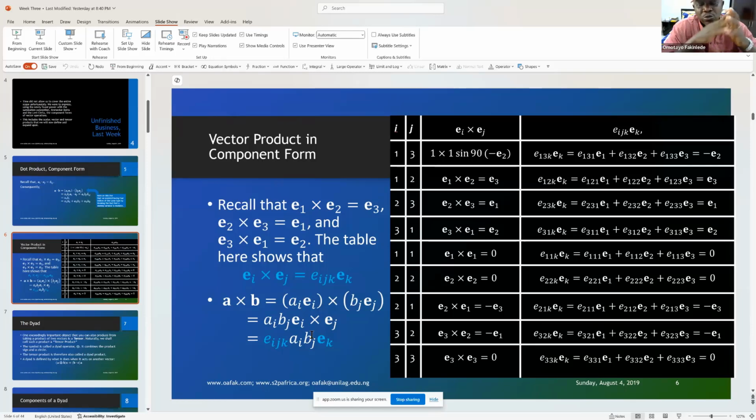Or another way to do it is to, first of all, write the 3 terms in K. Write just those 3 terms in K. EIJ1 AIBJ E1, EIJ2 AIBJ E2, EIJ3 AIBJ E3. So let me write it out.